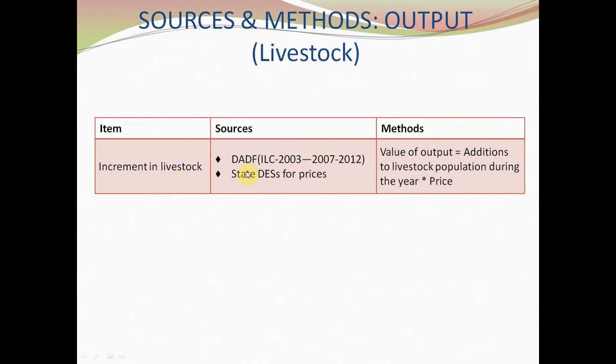Increment in livestock is from DADF studies, ILC 2003 and 2007 to 12. These are the main sources and prices are provided by state DES. Value of output is calculated by using additions to livestock population during the year into price.